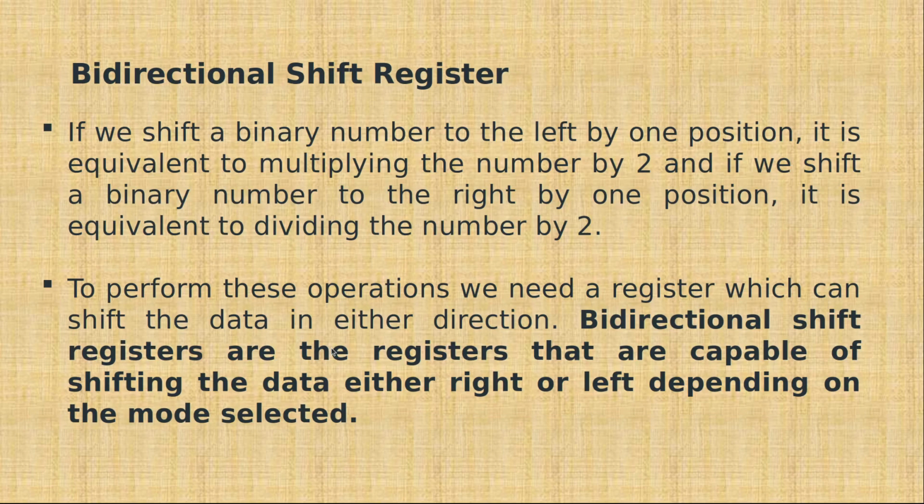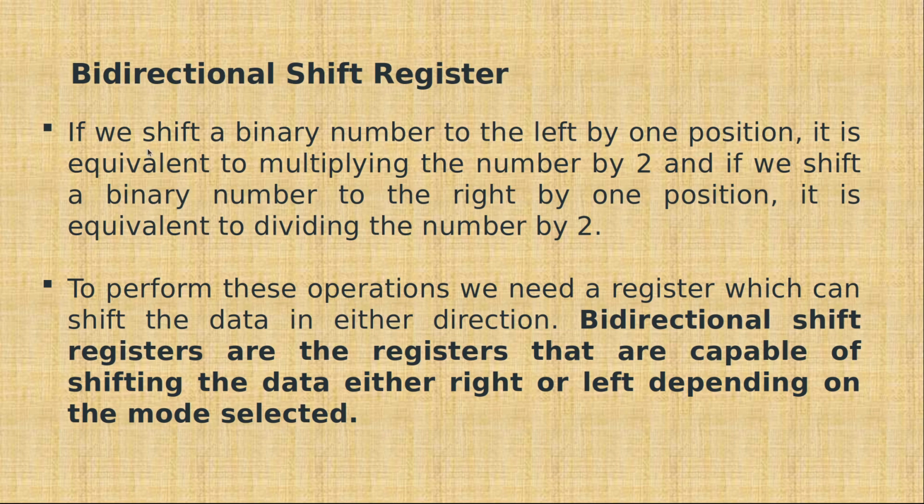Okay, what is the bidirectional shift register? The shift register means it will shift the bit from the current position to the left or from the current position to the right side. If it shifts to the left, this is called a shift left register. If it shifts right, then it is called a shift right register. Okay, so the bidirectional shift register shifts in both directions.